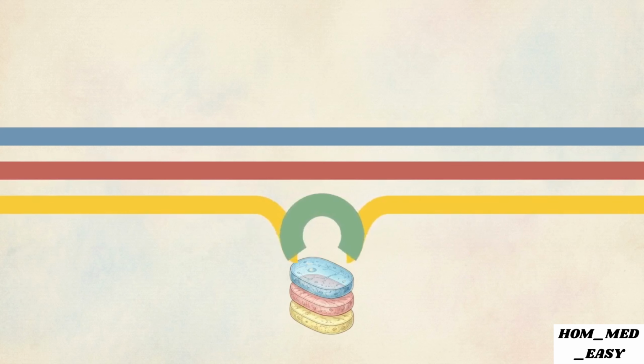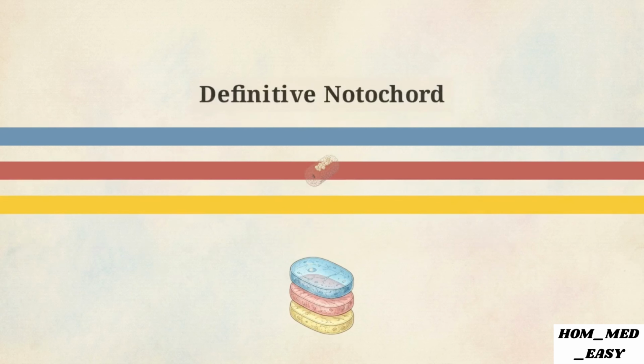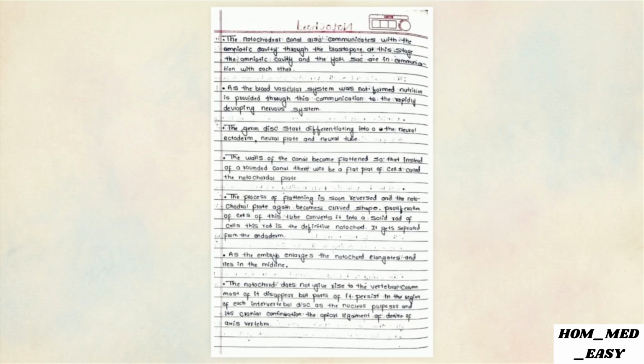The flat plate's edges curve downwards, curling inward to form a tight U-shape. The cells proliferate until the edges meet, pinching off from the endoderm and rising into the middle mesodermal space. This fully detached cylinder is the definitive notochord. Again, the source material maps this exactly. The tube converts into a solid rod of cells. This rod is the definitive notochord. It gets separated from the endoderm.